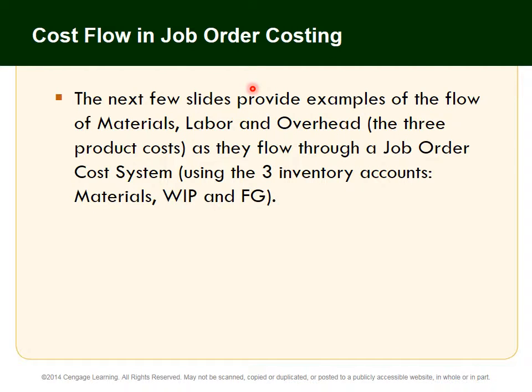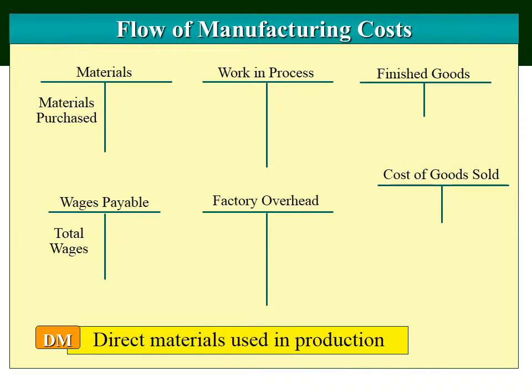Job order costing is going through the three accounts: materials, WIP, and finished goods inventory, the big three, as we talked about from the last chapter. We're going to go through some transaction analysis in the next several slides. So these are the T accounts, and notice that we're going to have some automated transactions.